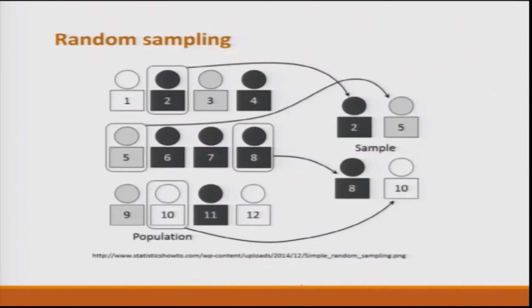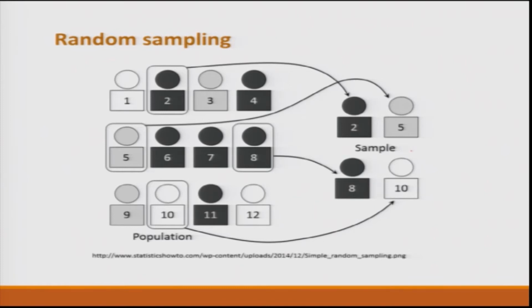Let me take the help of this illustration to explain how we conduct random sampling here. There are 12 numbers, 1 to 12. You just pick any number: number 2, number 5, number 8, number 10. We can pick any number, but that should be distributed. We just cannot pick number 1 to 4 at all. So, this is random sampling.